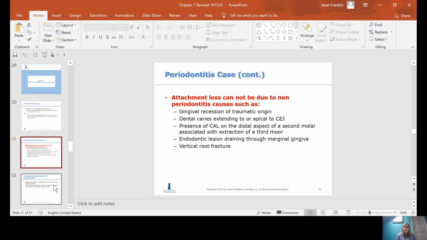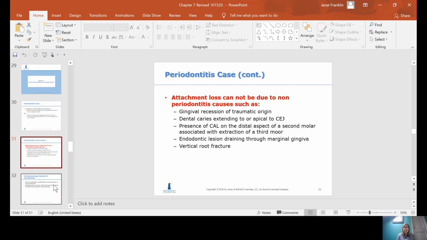Attachment loss cannot be due to non-periodontitis causes. That's the #1 rule that you need to keep in your mind. The attachment loss cannot be due to non-periodontitis causes. So gingival recession from toothbrushing, dental caries extending to or apical to the CEJ. In other words, if you have dental caries going underneath the gum line and onto the root surface.